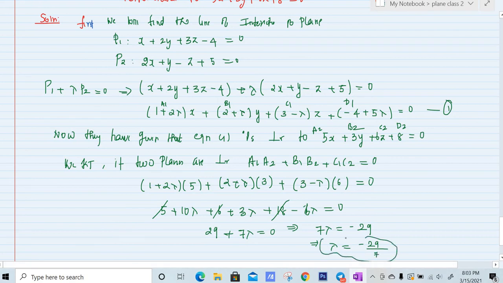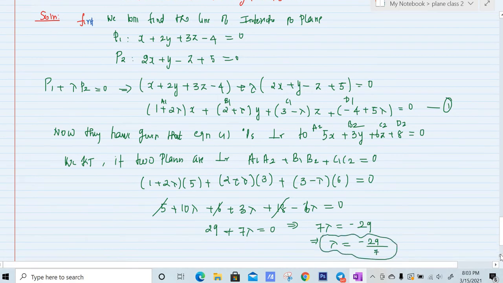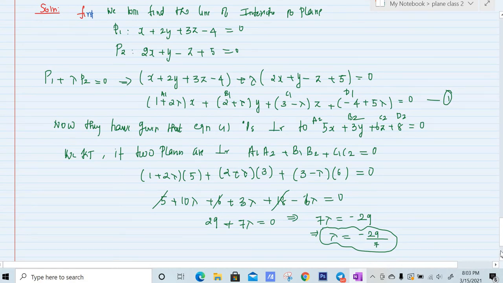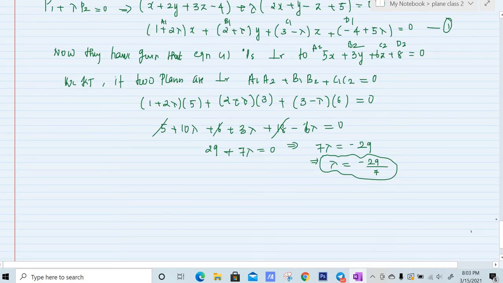That's it, right? So in the previous problem, they were given the point of intersection. Using that, we found lambda. Here they are given that the required equation is perpendicular to this plane. That means we are using this concept to find lambda. Now substitute lambda in equation number 1. We can find the general equation of plane, right? The required equation of plane.